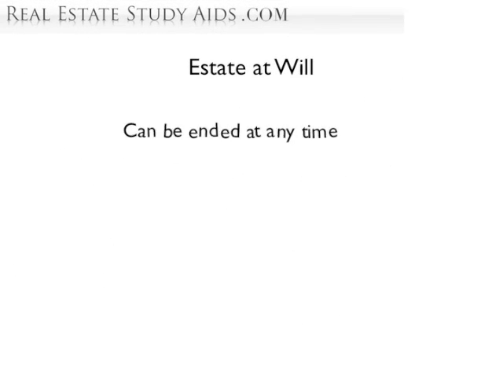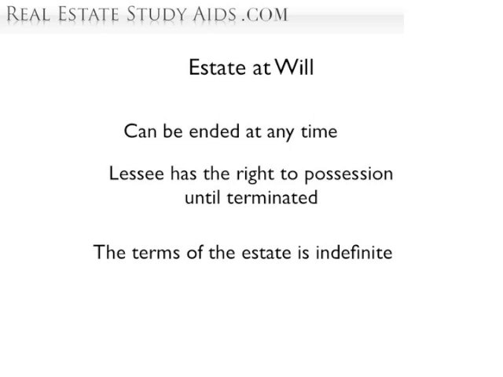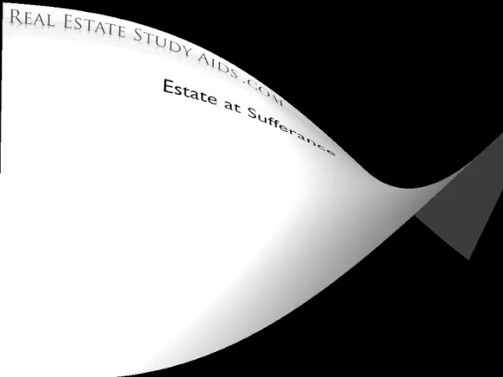Estate at will means that it can be ended at any time. An estate at will gives the lessee the right to possession until the estate is terminated by either party. The term of this estate is indefinite.